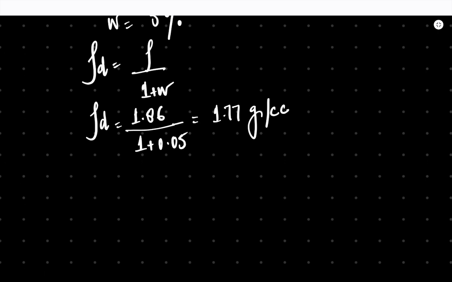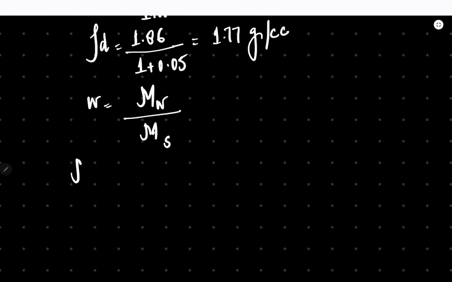Now, water content is mass of water divided by mass of solids. Alright, that means mass of water is water content multiplied by mass of solids. That means mass of water becomes water content, 5%, multiplied by mass of solids.